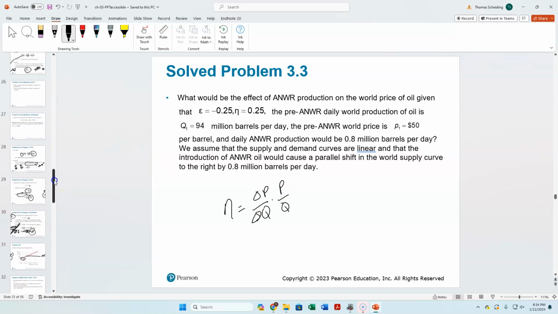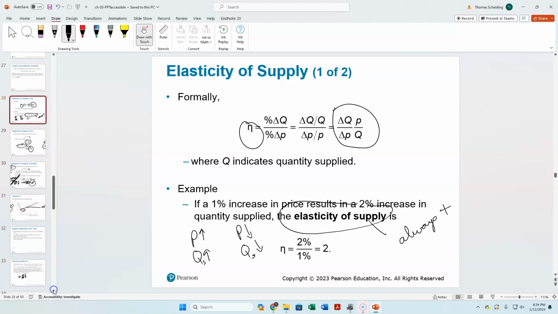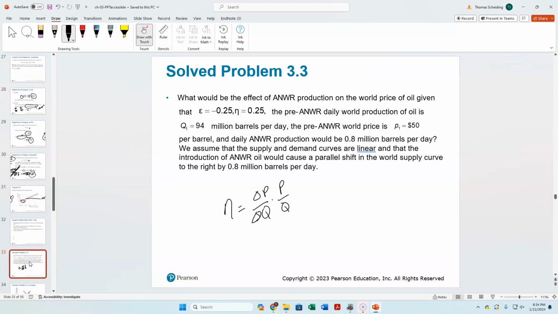How did I know that? Well, going back to right here, delta Q, delta P, P over Q. Sorry, I think I wrote it down wrong here. Delta Q, delta P, P over Q.